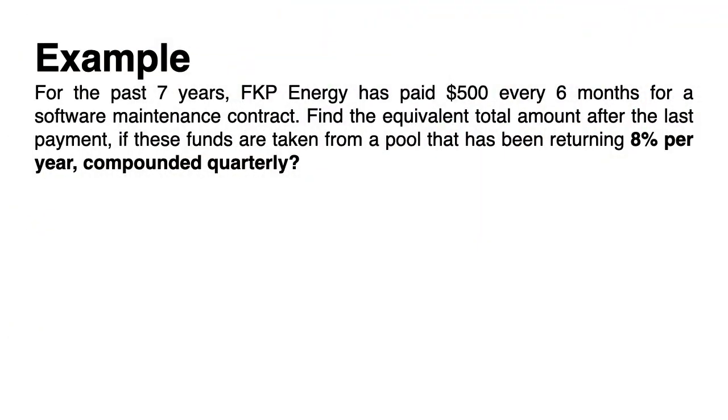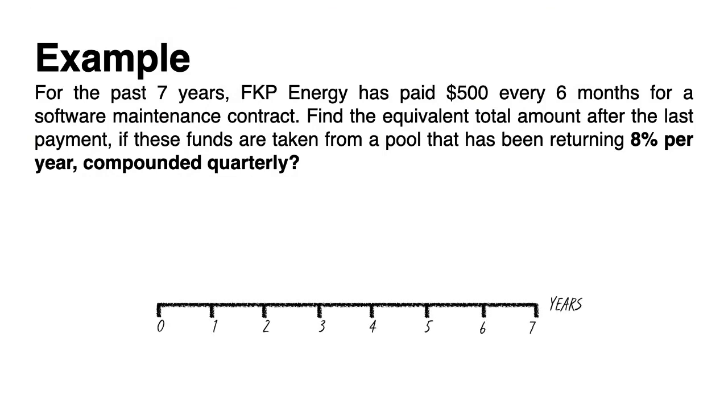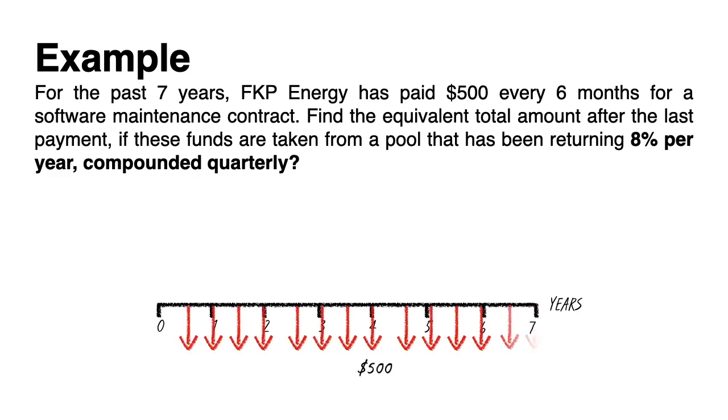Okay, so in this example, for the past 7 years, let's draw the timeline for 7 years, a company called FKP Energy has paid $500 every 6 months for a software maintenance contract. Please notice the arrow I drew is for every 6 months, up to 7 years. The question asks you to find the equivalent total amount at the last payment, which is at year 7, and the interest rate is 8% per year compounded quarterly.